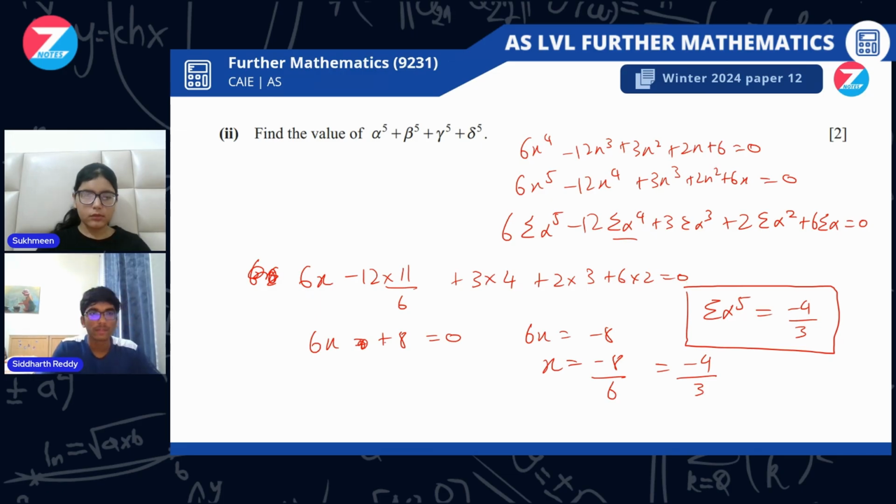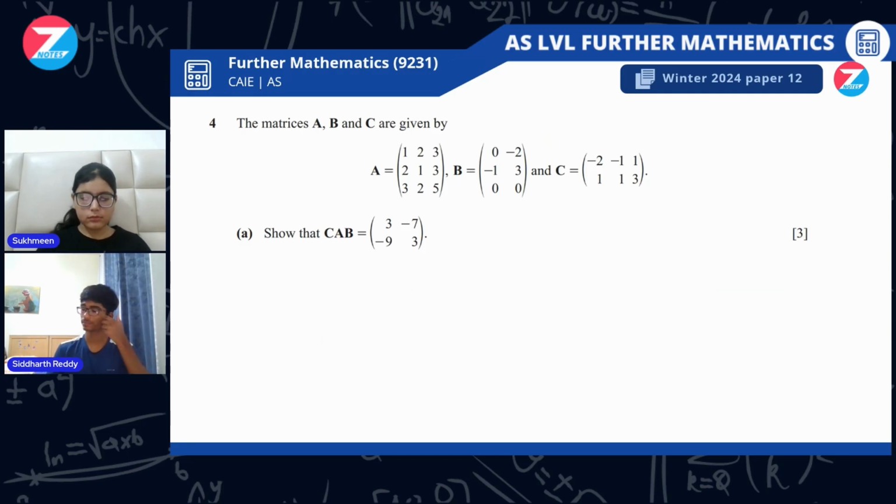Okay. Let's go to the next question. The matrices A, B, and C are given by A is equal to this one, B is equal to this, and C is equal to this. Show that CAB is equal to 3, minus 7, minus 9, 3.